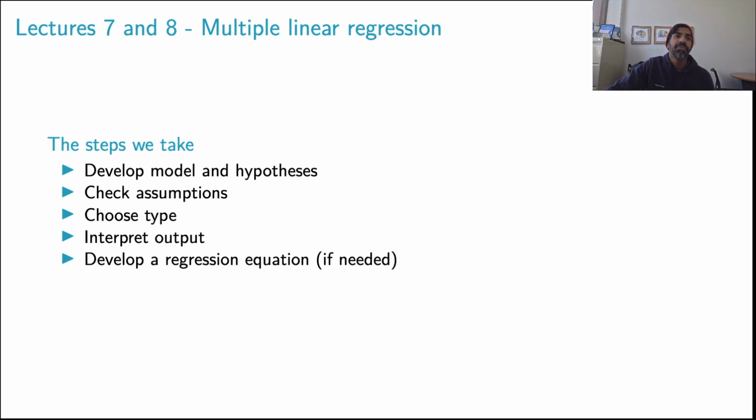And so in that, the steps we take for doing a multiple linear regression are really analogous to the steps you take in many other analyses as well. You start by, in this case, you develop a model and you have a hypothesis, you check your assumptions, but here you choose your type of multiple linear regression analyses, you interpret the output, and you can develop a regression equation if it's needed within the context of the purpose of what you're doing.